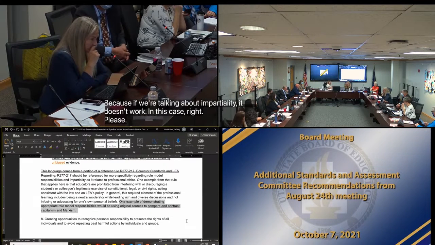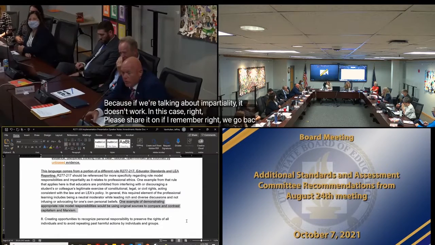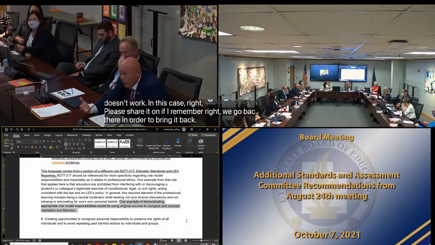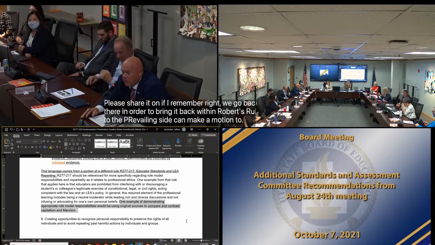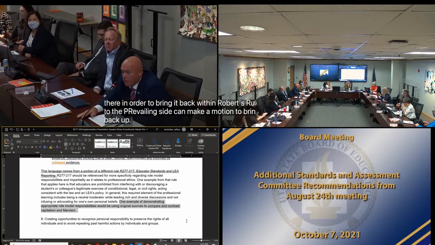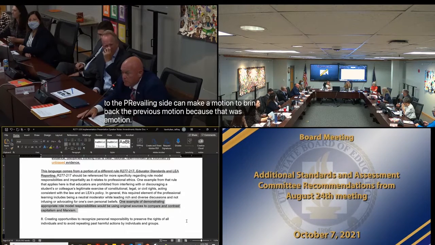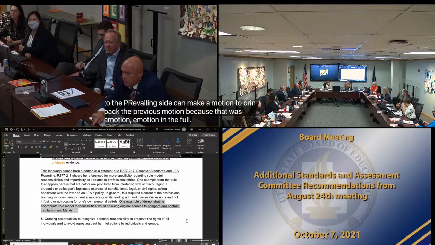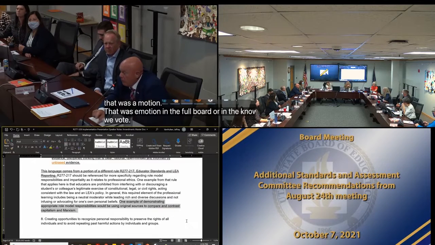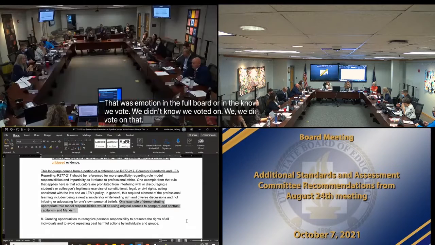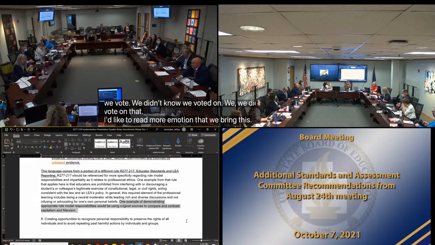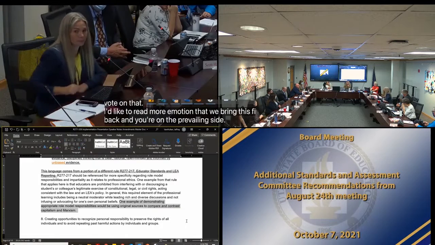Chair Huntsman, we voted on that, if I remember right. Within Robert's rules, the prevailing side can make a motion to bring back a previous motion. Was that a motion in the full board or in the committee? No, we did vote on that. I'd like to make a point of order. I make a motion that we bring this slide back. And you were on the prevailing side?